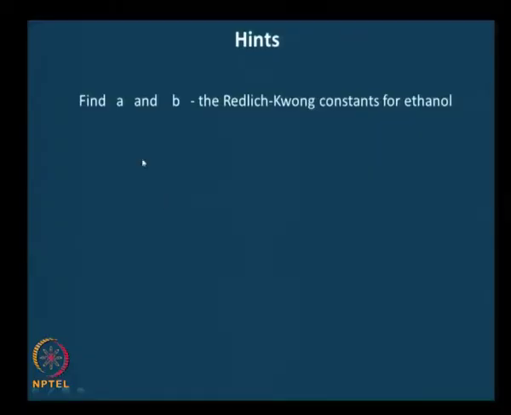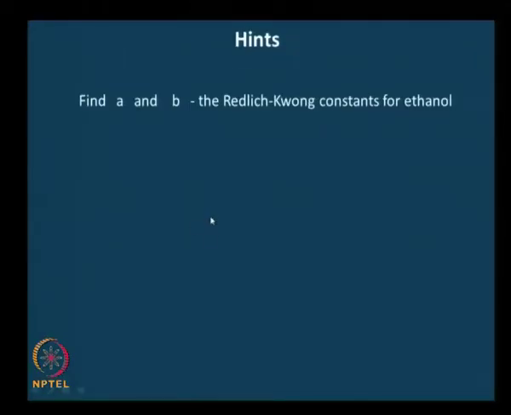Okay. The next hint, or let me say here, you know that you could find out A and B from the critical properties TC and PC, and the critical properties are available in the appendix of your textbook. So that is what you need to use here. I am sure you have figured this out already.